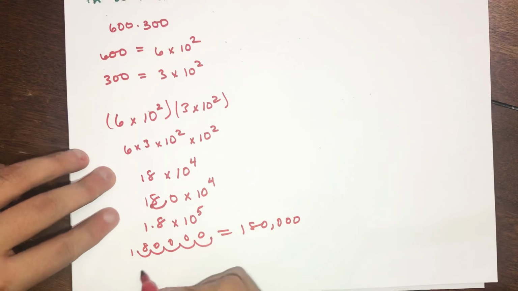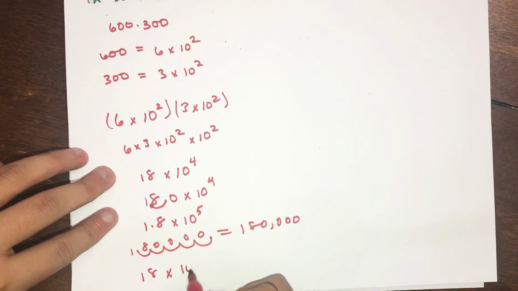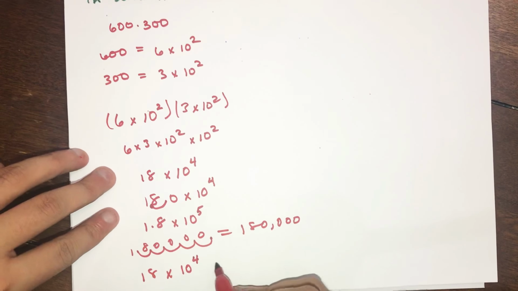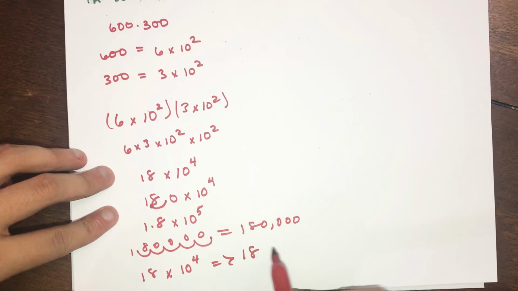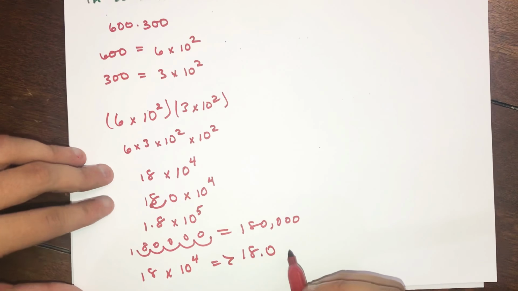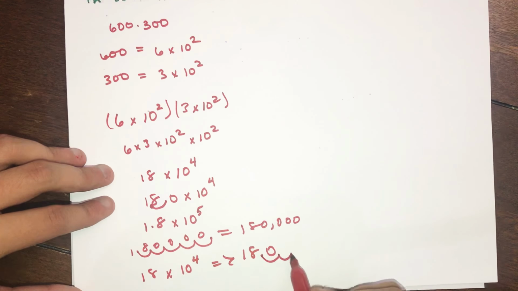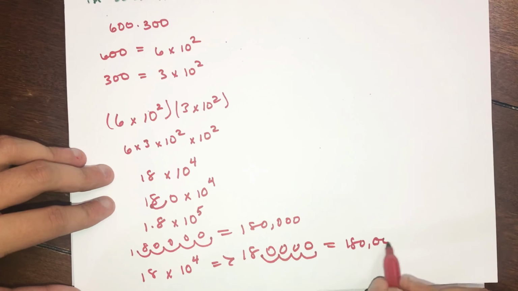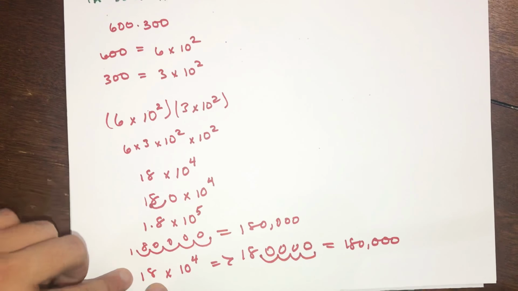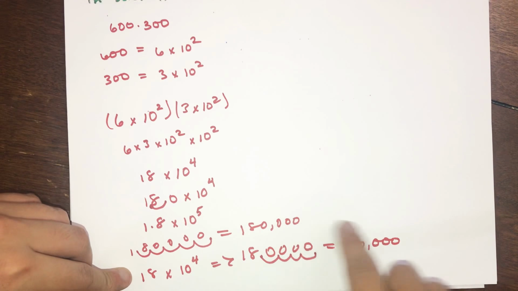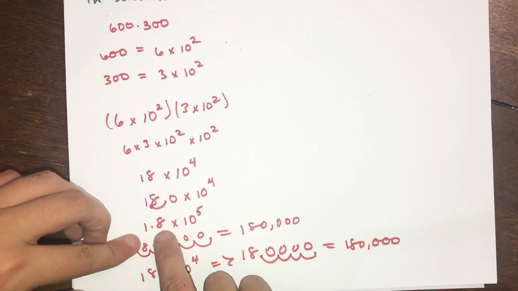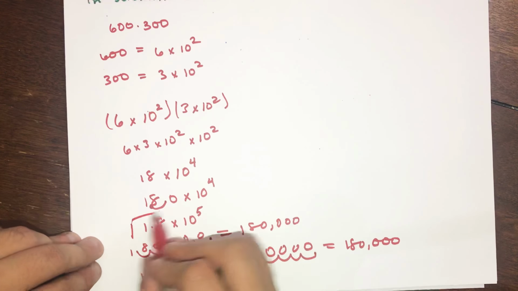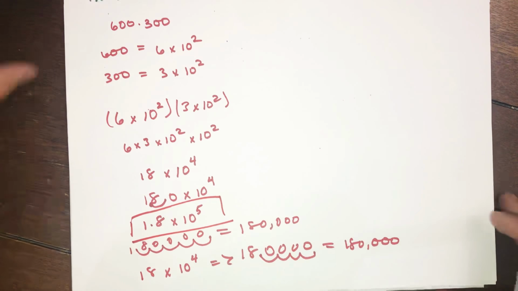And you could do the same thing with this one. You could do 18 times 10 to the 4, and you would just take the 18.0 and move the decimal 4 times to the right, so you'll get 1, 2, 3, 4, 0, 0, 0, and you get 180,000. We can't leave it like this. These are both equal, but we can't leave it in this form because it's not in scientific notation. It needs to be in scientific notation.